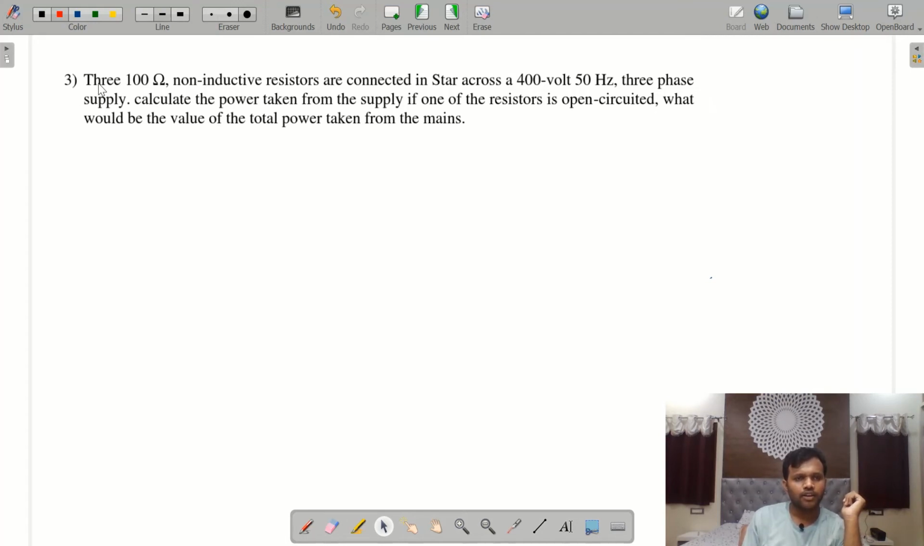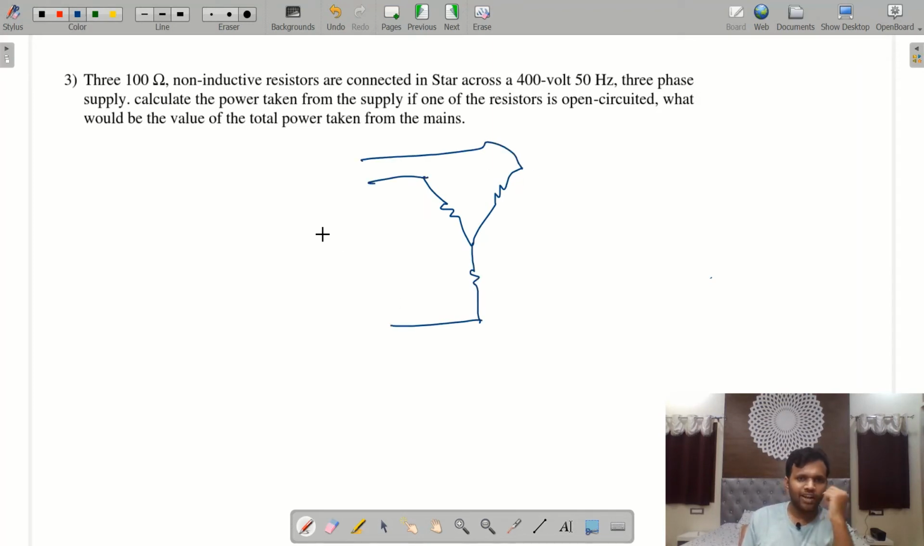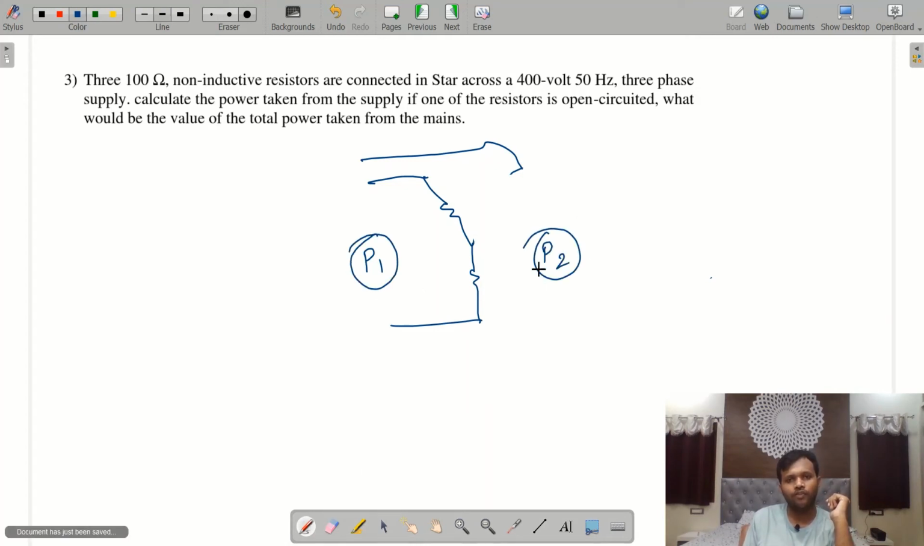What they were asking in this: 300 ohm non-inductive resistors are connected in star across a 400 volt 50 hertz 3-phase supply. Calculate the power taken from the supply if one of the resistors is open circuited. What would be the value of the total power taken from the mains? Consider I am having 3 non-inductive resistors, pure resistors, connected in a star connected load. Then the power delivered to the load, consider it as P1. Now if one of the resistors is open circuited, what is the power delivered to the load, P2. They were asking to find the value of P1 and P2.